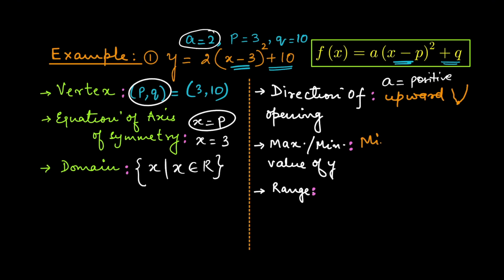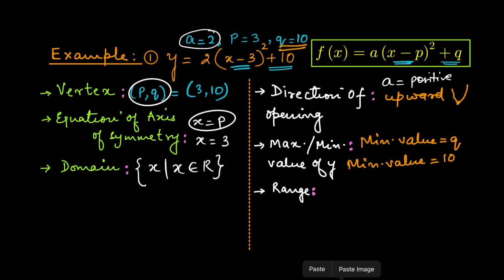So we'll say the minimum value is Q. So we write the minimum value will be 10, as the Q value is 10. Then the range: since it is a minimum, we write y is such that y has to be greater than or equal to 10, and y is real numbers.